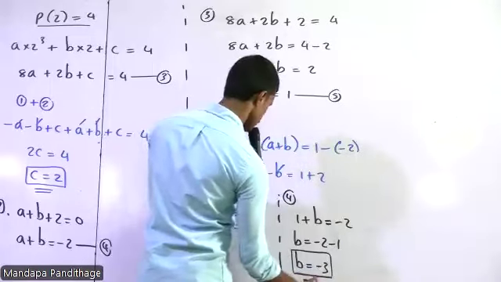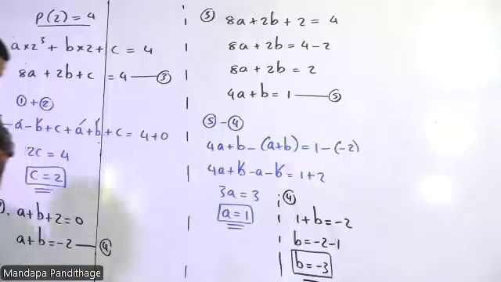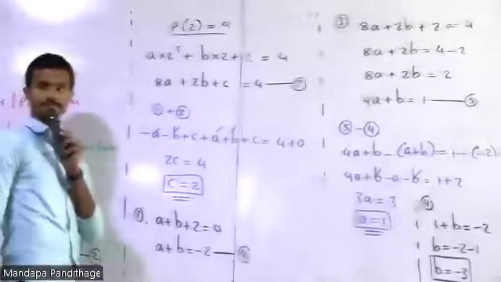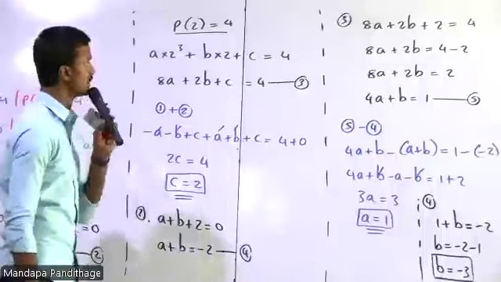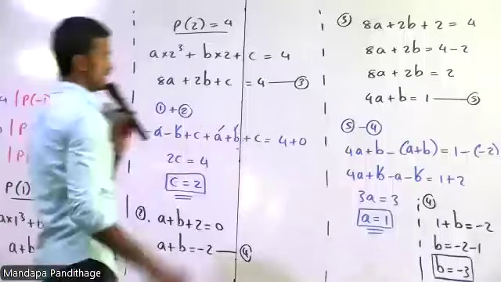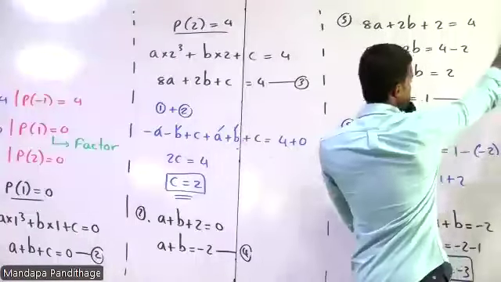Clear? So I get the answer that b is equal to minus 3. Hands up who got a equals 1, b equals minus 3, and c equals 2. Good. So then it is a factorization. Then you know what is P(x).